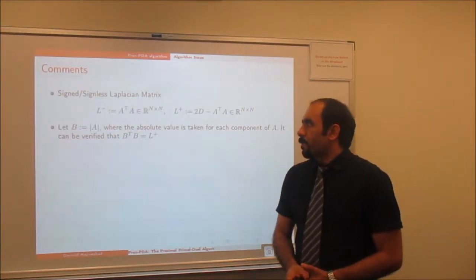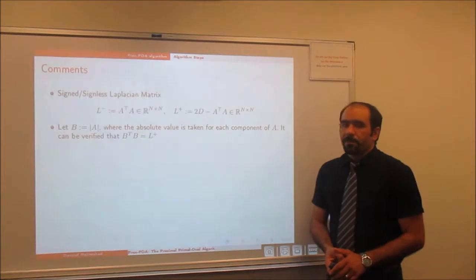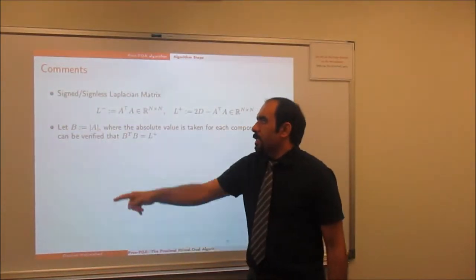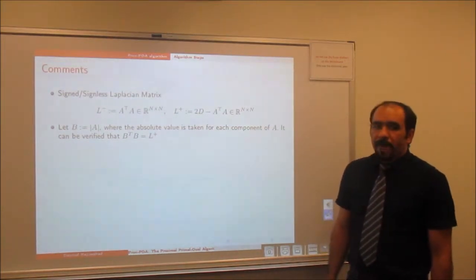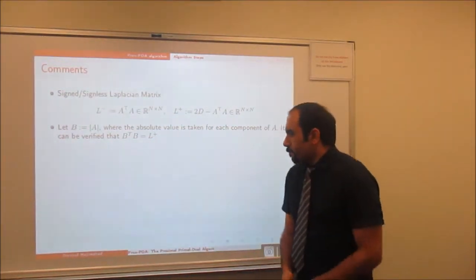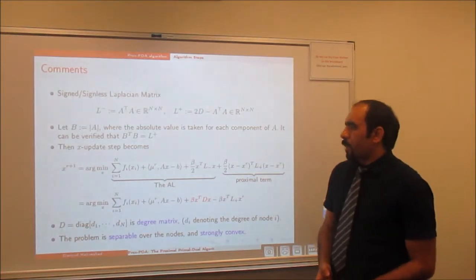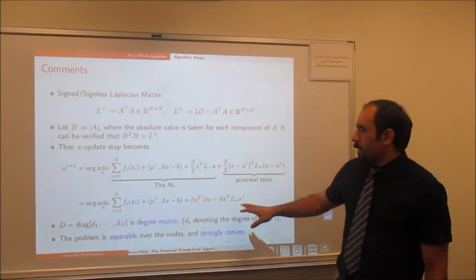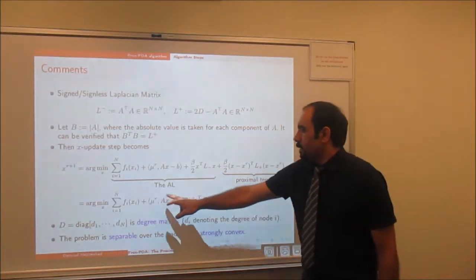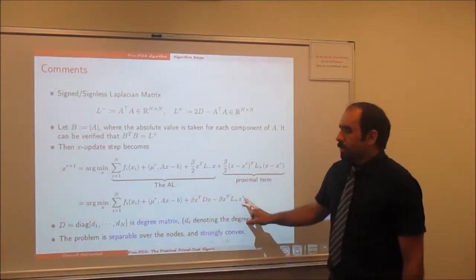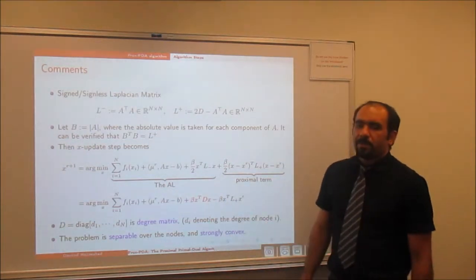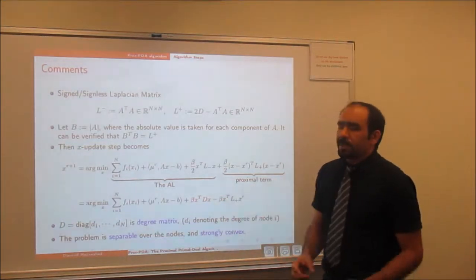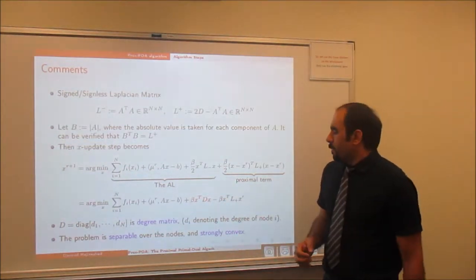If we define the signed and signless Laplacian matrices in this way, and we define matrix B as the component-wise absolute value of matrix A, then the primal update can be written in this form. So the first term is decomposable, this is decomposable, this is decomposable, and the red term is also decomposable because D is a diagonal matrix. It is actually the degree matrix of the network.